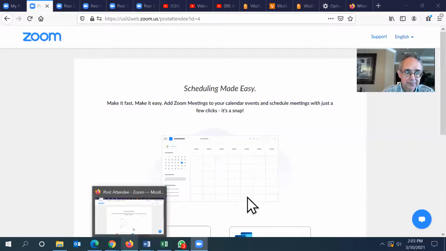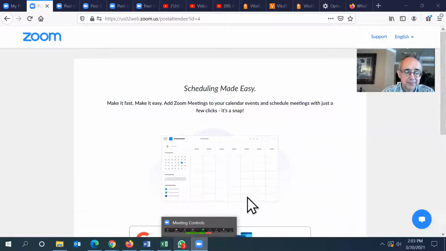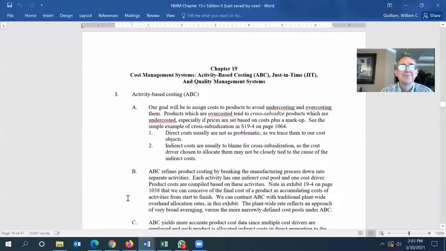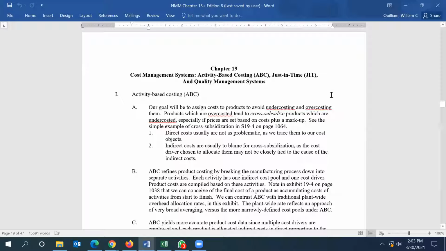So our exam, let me start sharing my screen here and see where the material comes from. So the first thing we have on our exam is Chapter 19. A few different things here about cost management systems. Well, the first thing we have is activity-based costing. So we should know that's a way to better allocate overhead.